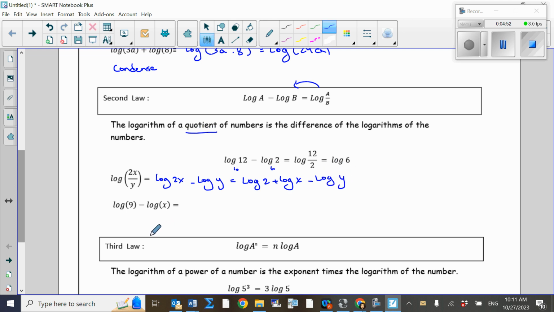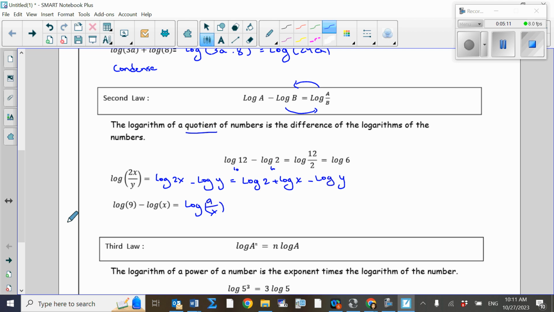Now, the next example, we want to condense into one log. We have subtraction between two logs, so we're going from left to right. And I can rewrite this as log of the top over the bottom. So that's just log of 9 over x.